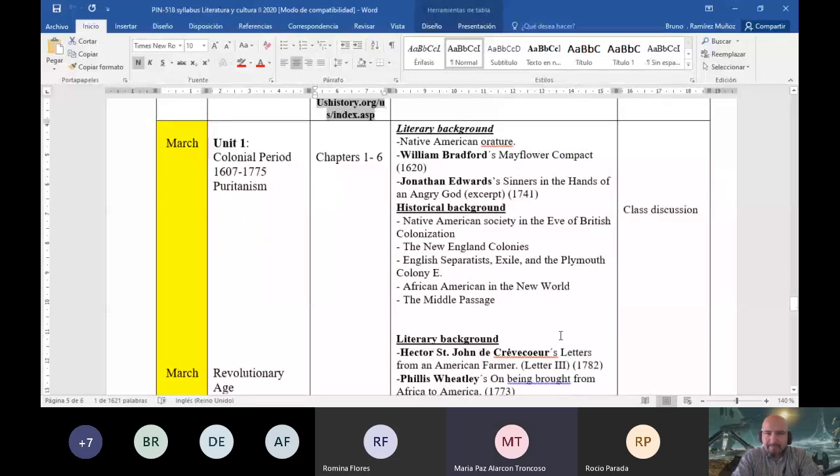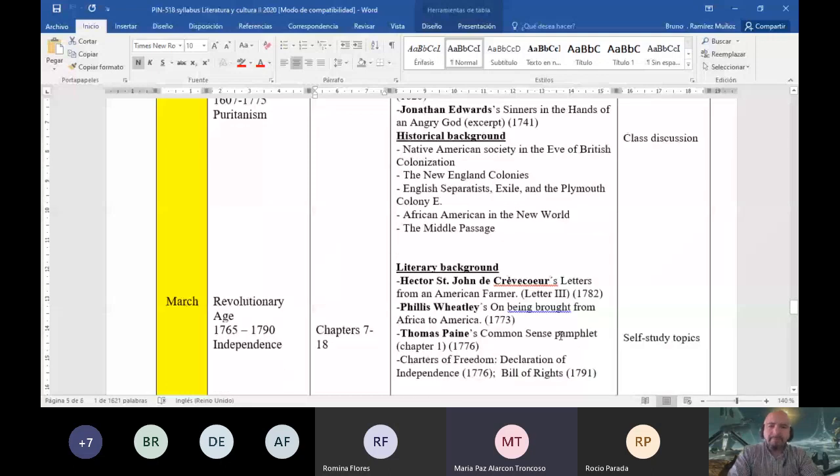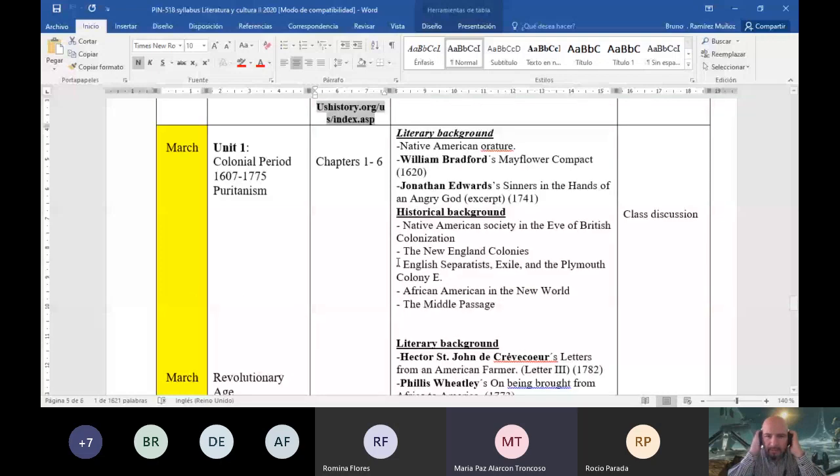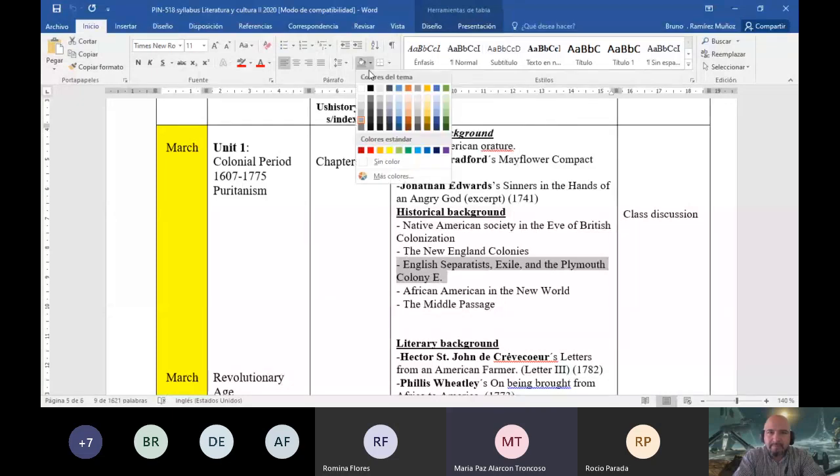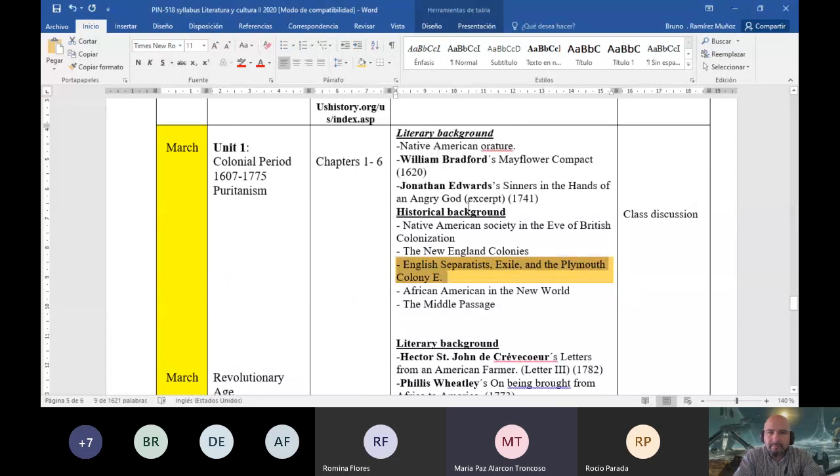Yes, ma'am. I looked at the link, and I didn't find one of the parts of the historical background, which is English separatists, exile, and the Plymouth colony. Okay, that wasn't there. I didn't find it. I looked at all the chapters because the link sends you to an index, and on the index I didn't find it, but I got close to the part of the history where I think it belongs, and I didn't find anything about it. Okay. I will post a separate link for this one.